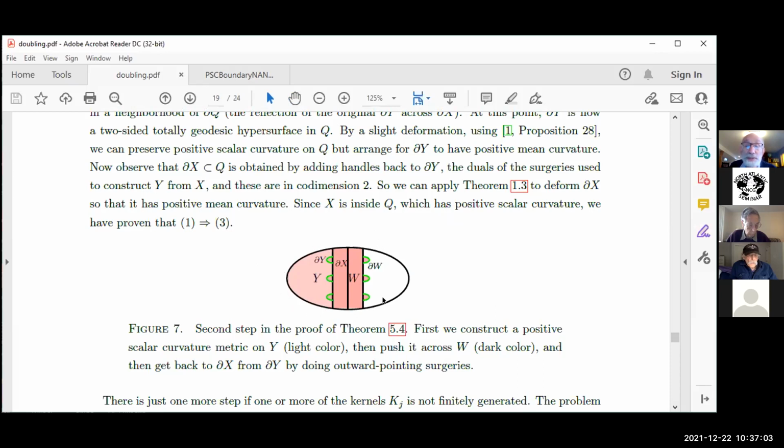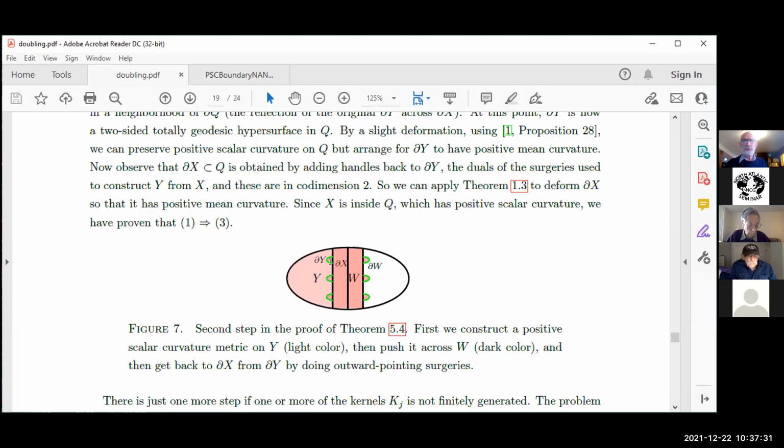The double is this big egg here, okay? So we started with the boundary of X. We pushed it in. We did some surgeries on it. And then we constructed positive scalar curvature on this piece over here, on this manifold in here. So this is a codimension 1 submanifold inside the double.